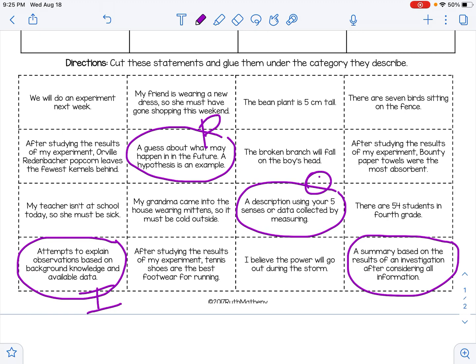Now, when we do a prediction, we are also bringing in our background knowledge, but instead of it being a current situation, we're looking at what's going to happen next, like in the future. That future could even be just a few moments from then, but we are not looking at the now, we're looking at the future when we make a prediction.